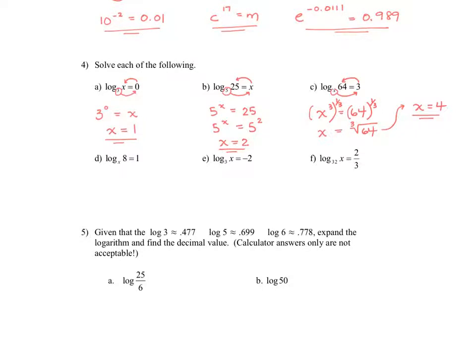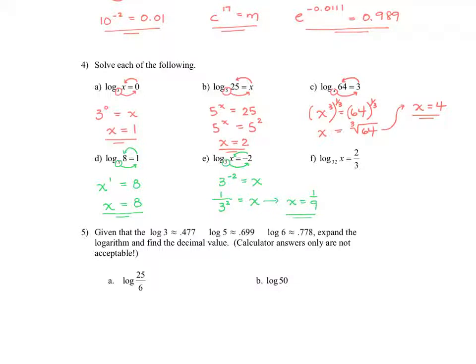If we keep going, x to the first power equals 8. So x to the first power equals 8. So x is equal to 8. 3 raised to the power of negative 2 equals x. So 3 to the negative 2 equals x. To get a positive exponent, I'll move that to the denominator. So I have 1 over 3 squared equals x. And x is equal to 1/9.